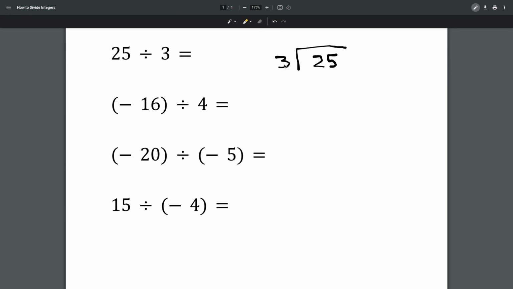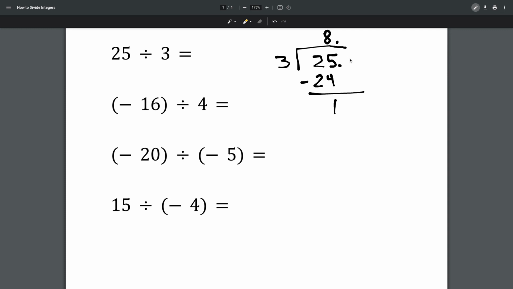Okay, so we want to ask ourselves, does 3 go into 2? The answer is no, so we have to look, does 3 go into 25? Yes, it goes in 8 times. So I'm going to write 8 and then do 8 times 3, which is 24. And I'm going to subtract 24 from 25. That gives me 1.